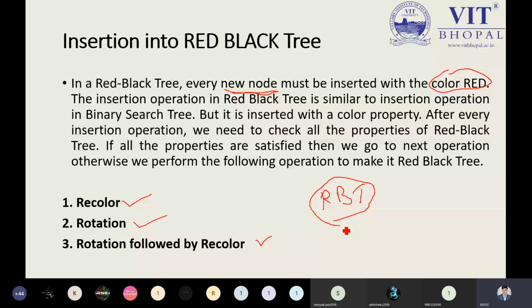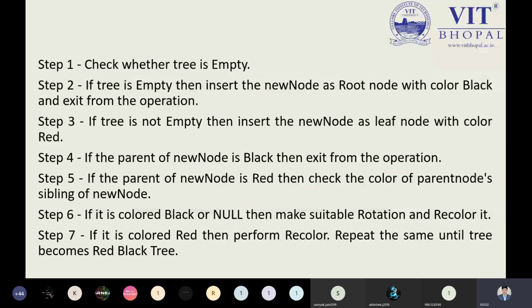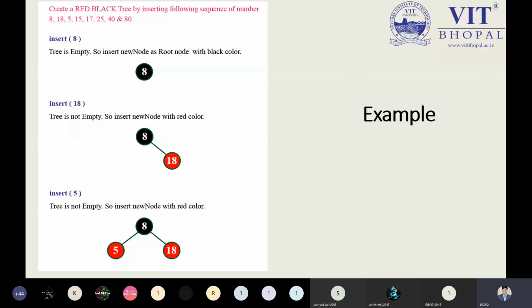So let us understand one by one, and whenever you have any problem you can ask me. I'm not directly jumping onto the algorithm right now. First let us understand an example; you will understand the algorithm later on. First we need to understand how to create a red black tree. So now create a red black tree by inserting the following sequence of numbers.